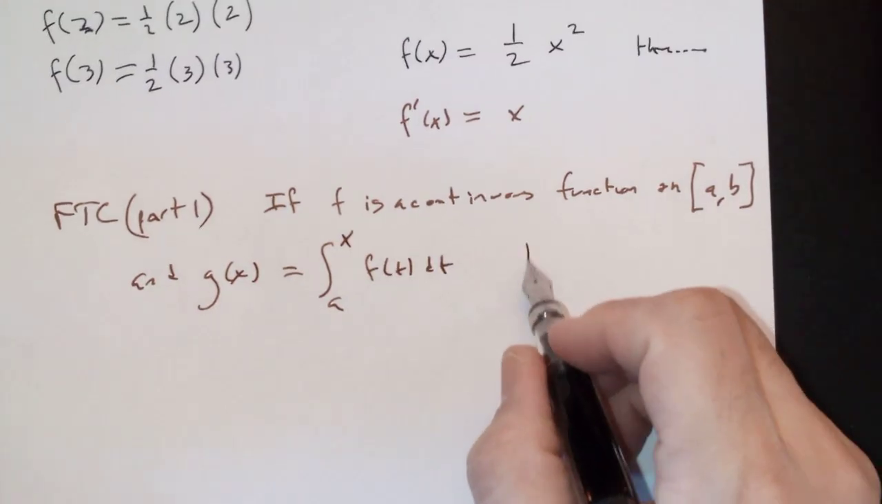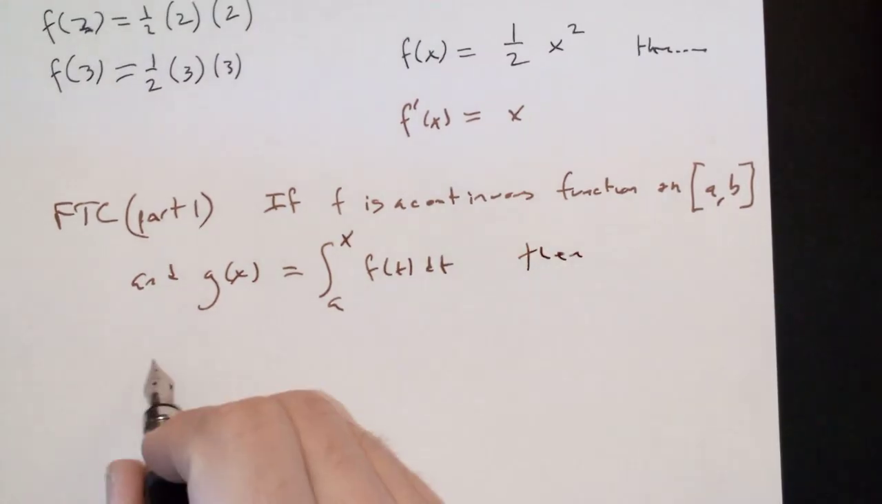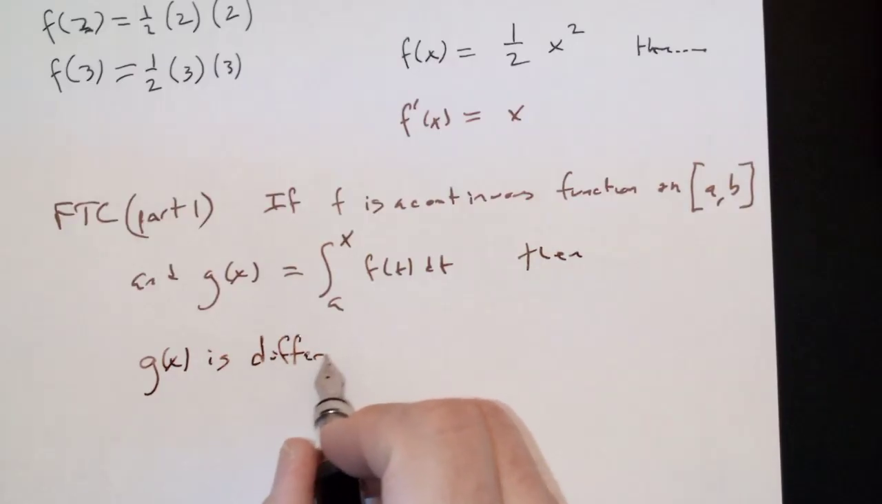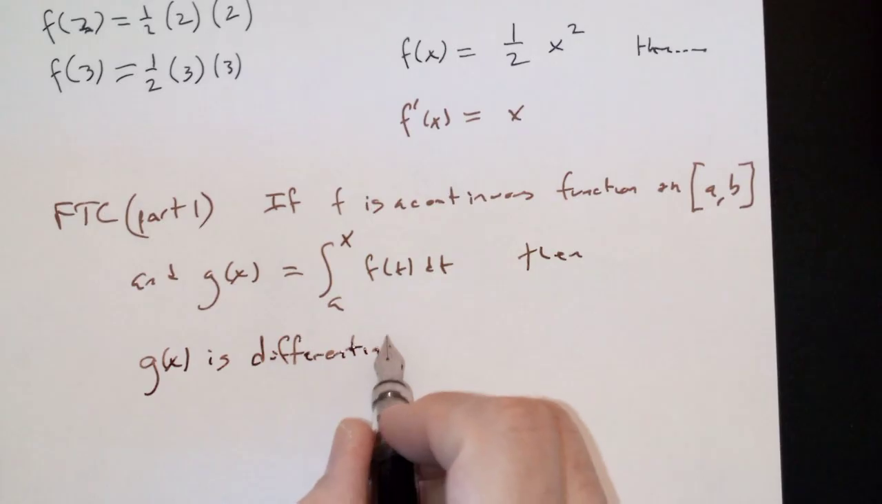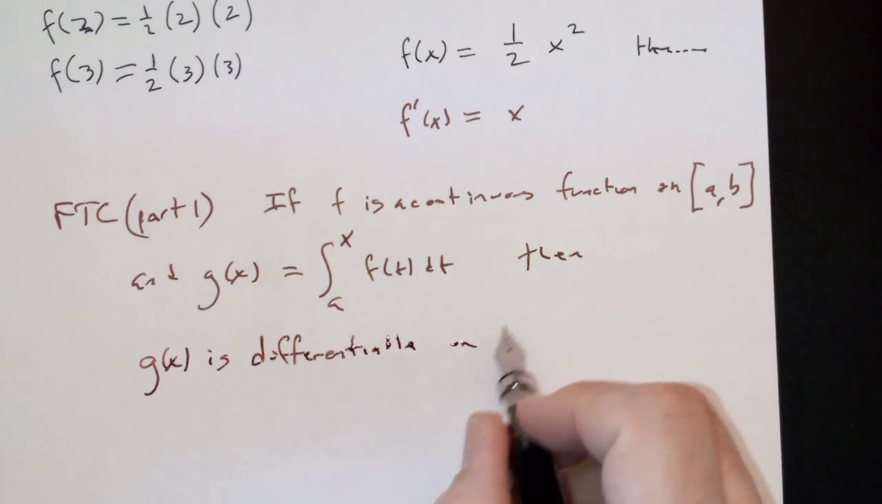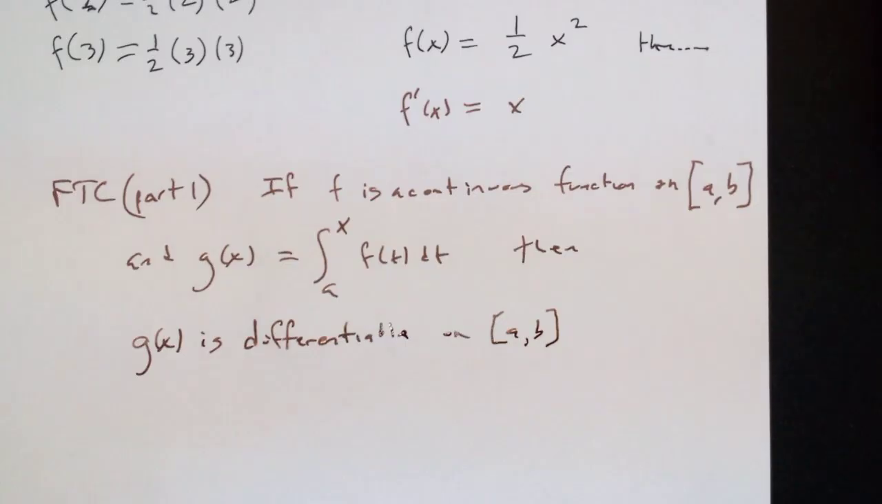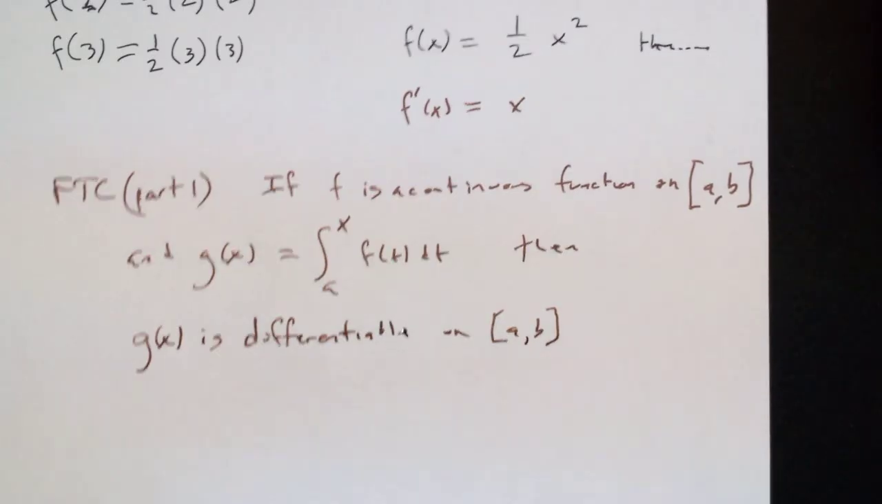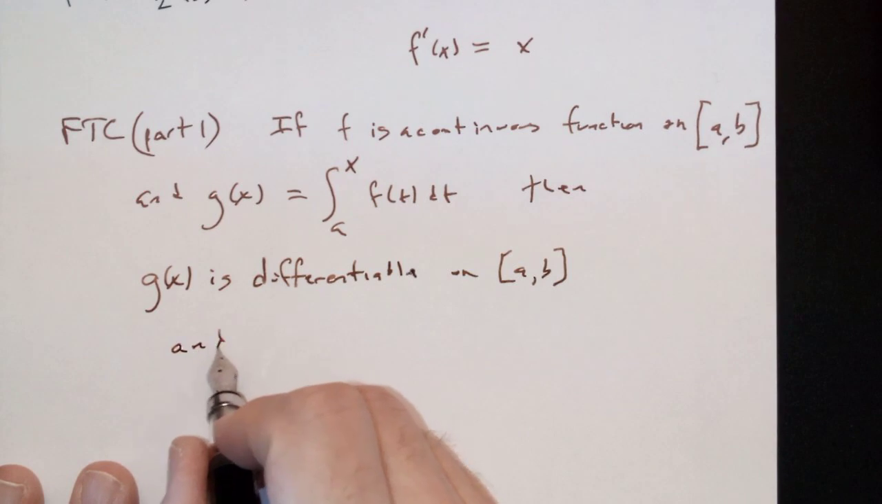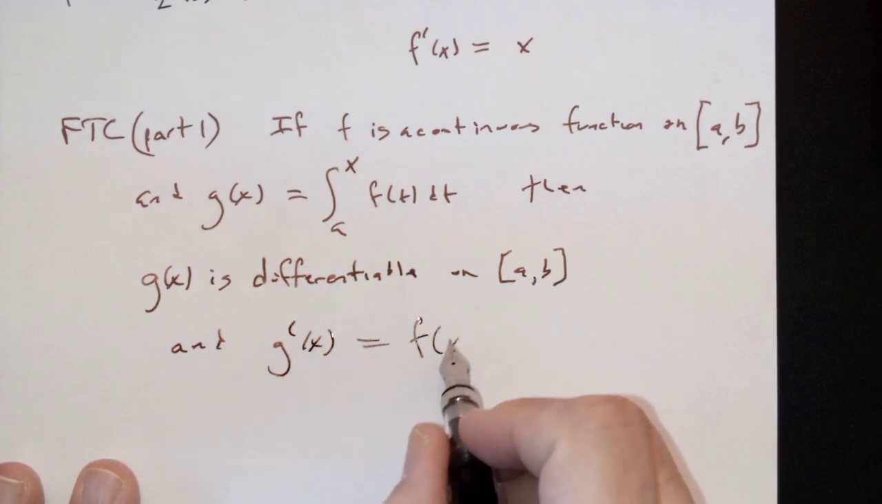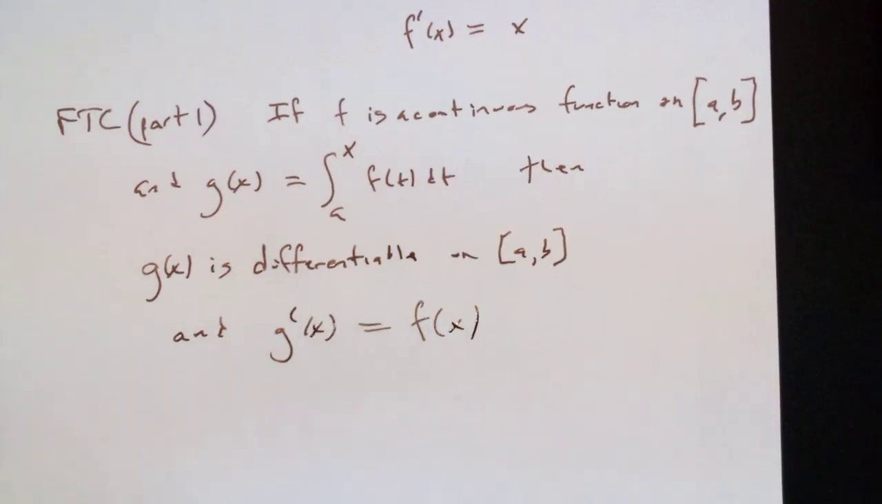Then g of x is differentiable. It has a derivative everywhere on this interval. And what's more, the derivative is just that inside function where I change the letter.